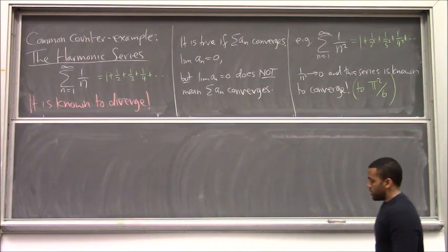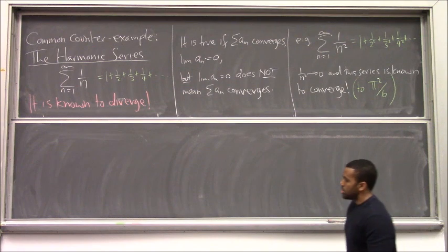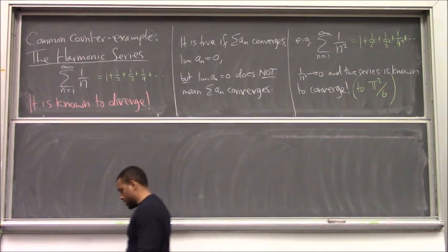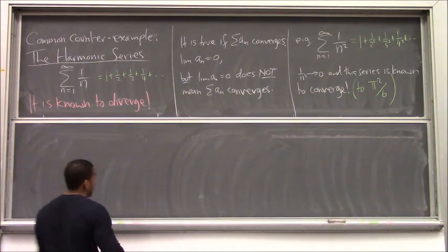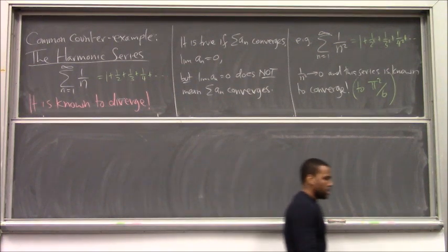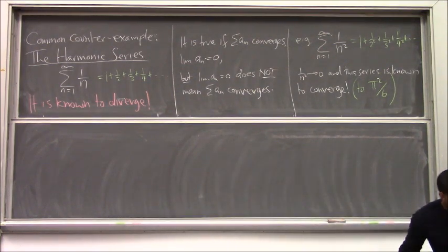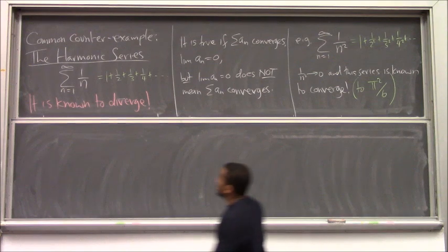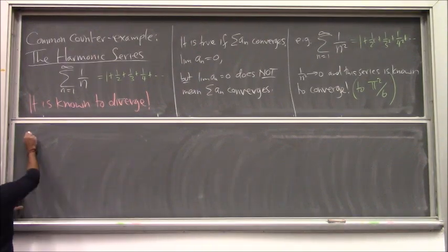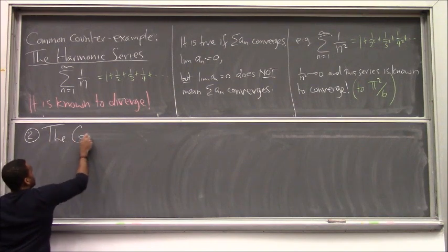So that was the first test, the test for divergence. That tells us when something diverges. It can't tell us when something converges. Next one I want to tell you about: test number 2. This is called the geometric series test.